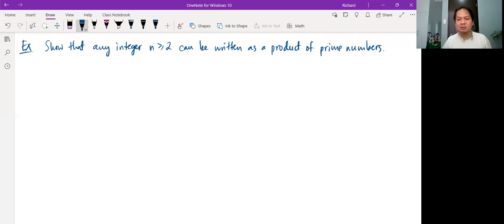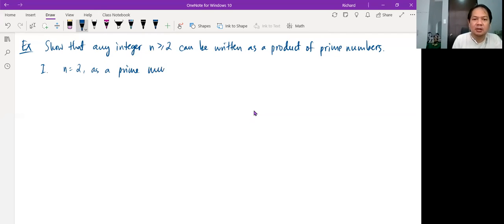So ganun ang point of view. So people try to prove this, not to be convinced because they're already convinced. They just wanted to prove this para sigurado, right? So math induction can also be used in a situation like this. All right. So first one, n equal to 2 as a prime number satisfies the claim. All right. So the claim is satisfied.